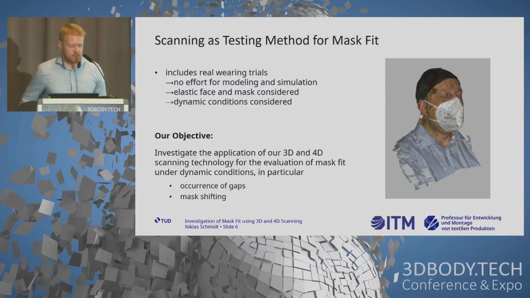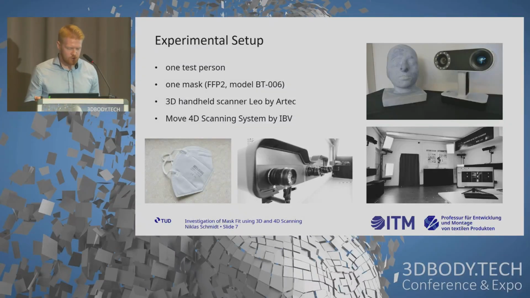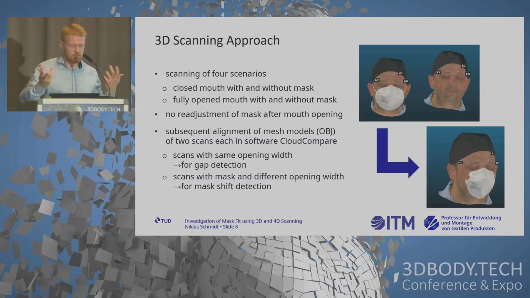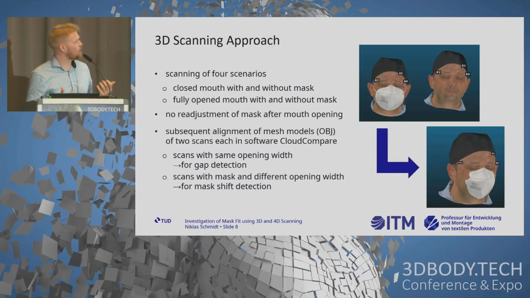How can we apply our existing scanning technology at our chair in order to do such kind of investigation? We had one test person volunteering. We had a standardized mask. We have the 3D handheld scanner Leo by Artec at our disposal at the chair. For the 4D scanning, we used the Move 4D scanning system by IBV. We had the test person scanned one time with closed mouth and one time with fully opened mouth, and both of these scenarios one time with mask and one time without mask.